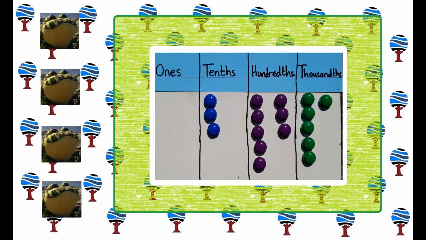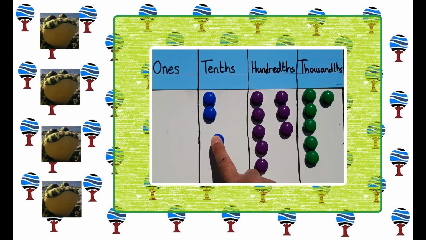Okay, did you get it right? The number that you got is 0.386. 3 tenths, 8 hundredths, and 6 thousandths. How much is 1/10 less than this?